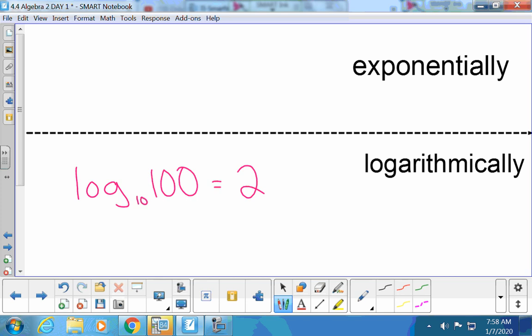All right, so this is written logarithmically. I would say it to you guys: log base 10 of 100 equals 2. So log base 10 of 100 equals 2. How would we write it exponentially? Anybody know?